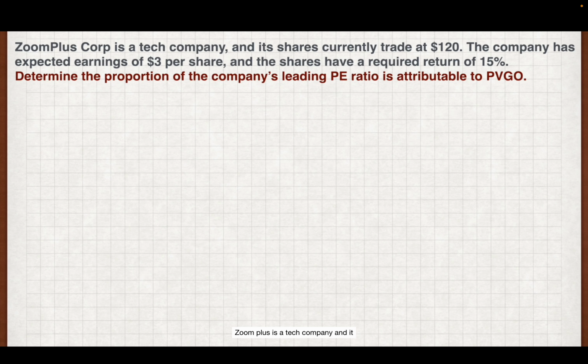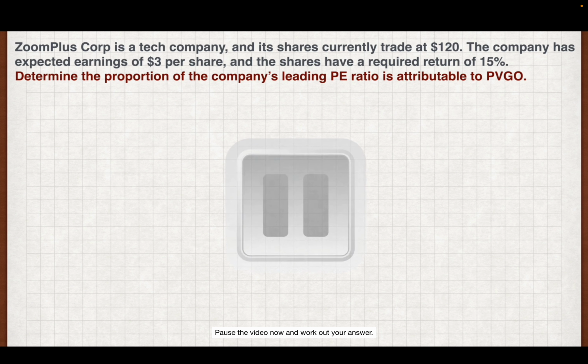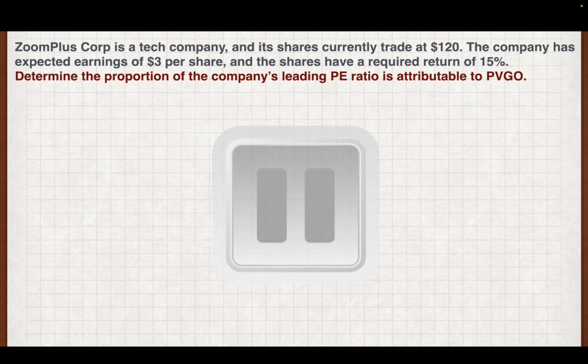Zoom Plus is a tech company, and its shares currently trade at $120. The company has expected earnings of $3 per share, and the shares have a required return of 15%. Determine the proportion of the company's leading PE ratio that's attributable to PVGO. Pause the video now and work out your answer.